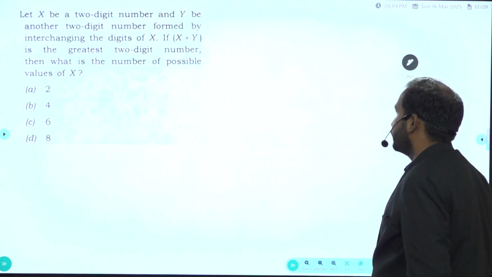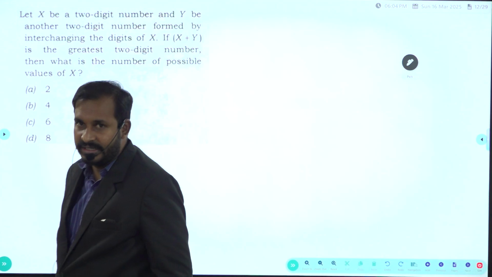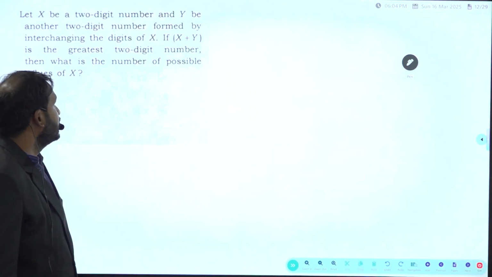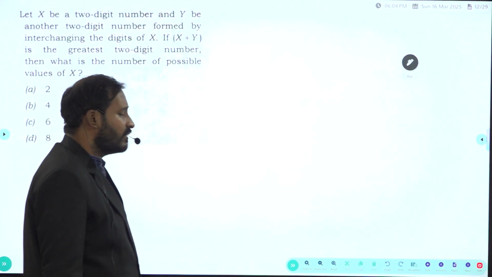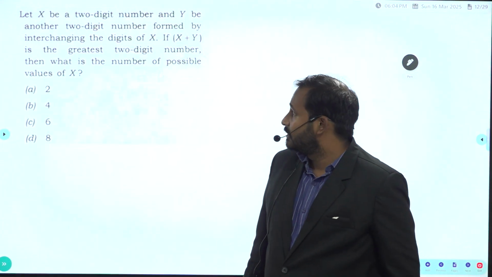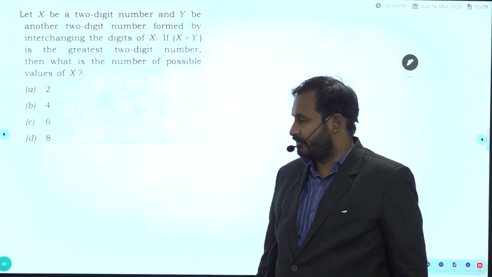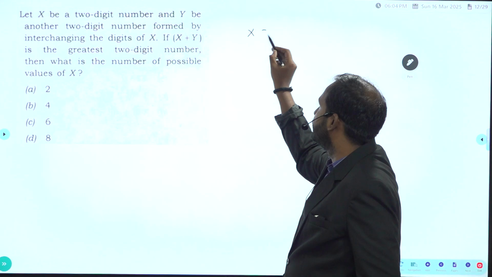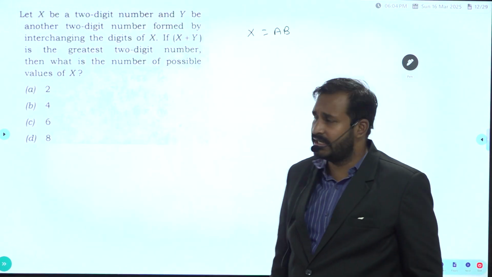Okay, next one. Let x be a 2D number and y be another 2D number formed by interchanging the digits of x. If x plus y is the greatest 2D number, then what is the number of possibilities for values of x? They are telling that X is a 2-digit number. Assume that X is some AB. Okay, X is equal to AB.